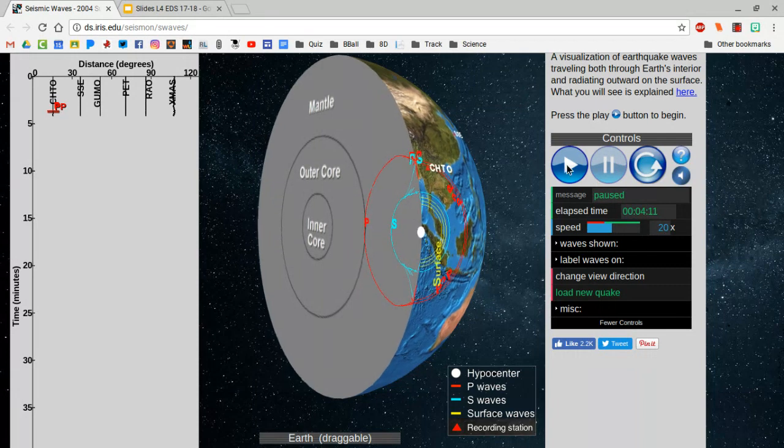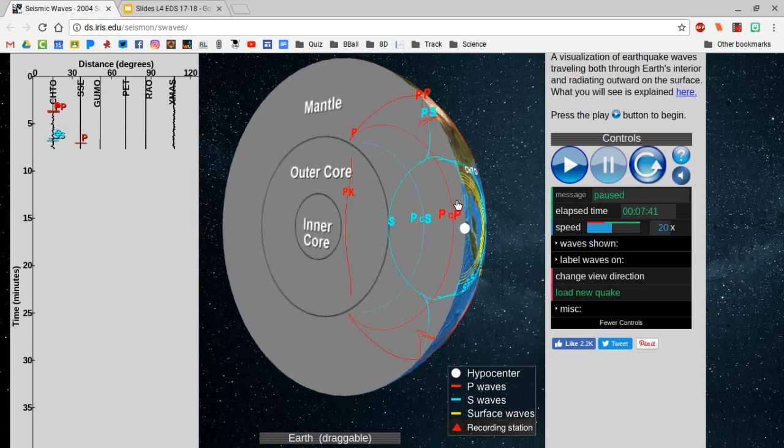Hit play. And now you can watch as the waves travel through the interior of the Earth and what happens when the waves meet the inner core, the outer core. Okay, so you have the inner core. The waves are reflecting backwards. The P waves and the S waves are reflecting backwards. And then the waves change as they go through the interior of the Earth. You can see the information here meeting the seismograph stations.